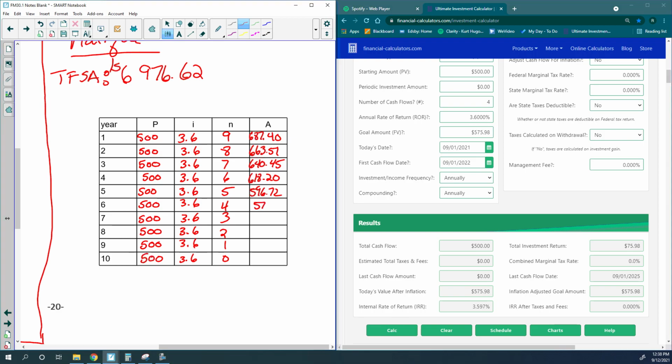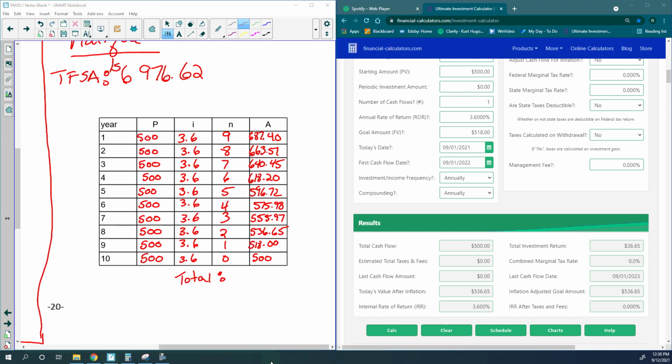The next one is 575.98. Down to 3 years now. 555.97. Down to 2. 536.65. Down to 1. Unknown. Calculate. $518, and then the last one is just 500. Yeah, and the last one can't earn interest. Okay.